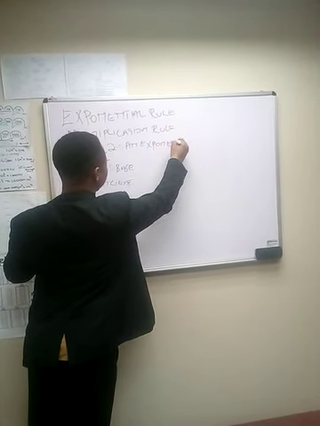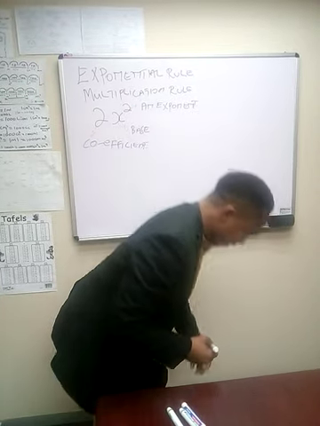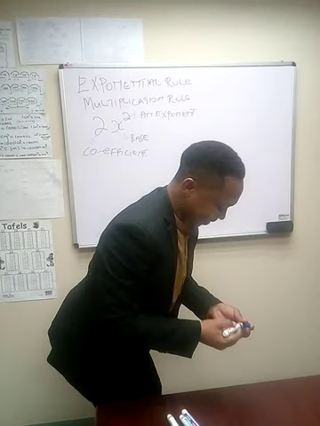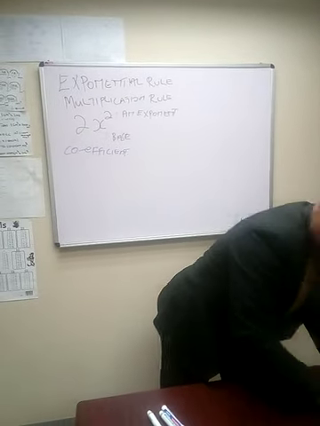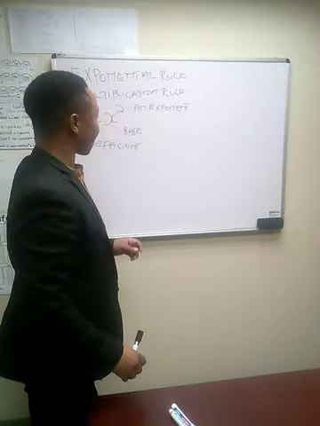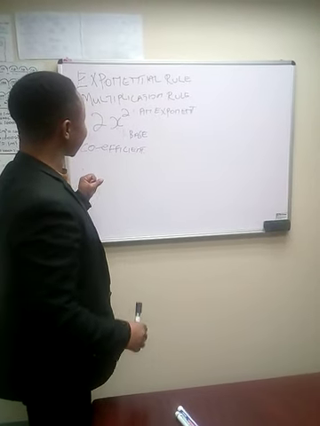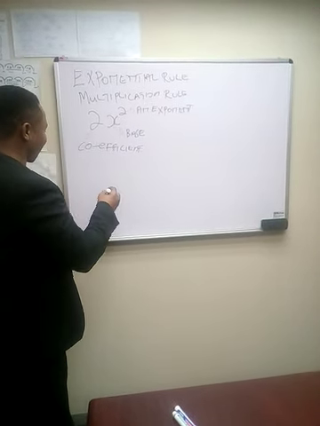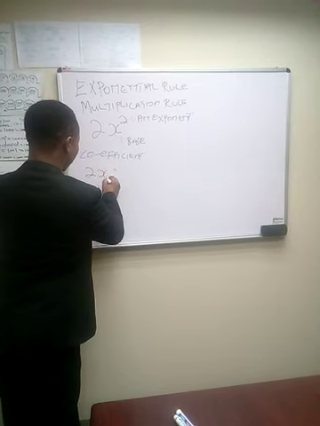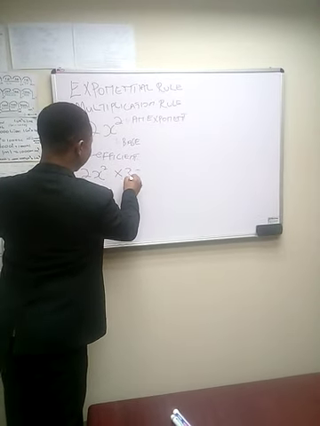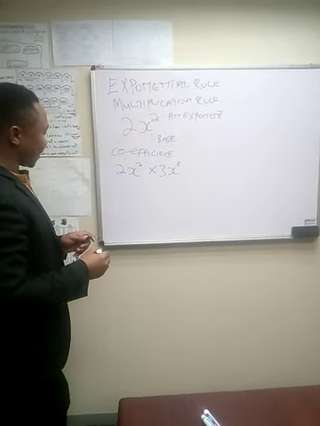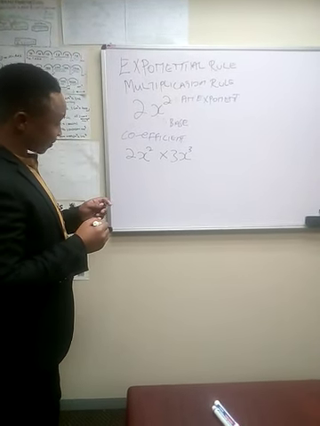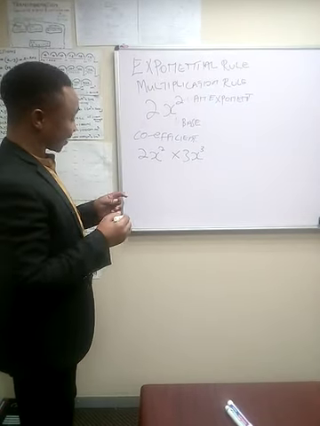Okay. Now we have everything that we need to apply the multiplication rule. The multiplication rule says that when you multiply the same bases, you add the exponents. Let's say, for instance, we have 2x squared times 3x cubed. And then the rule says that when you multiply the same bases, you add the exponents.